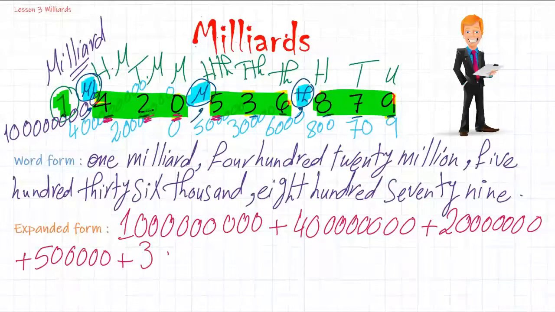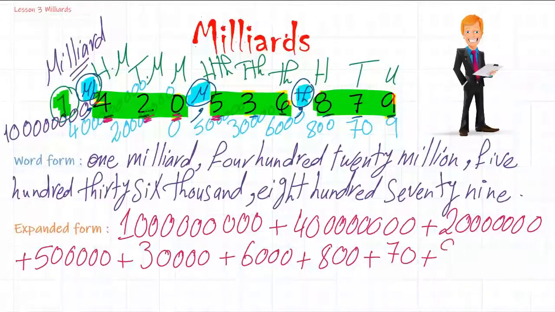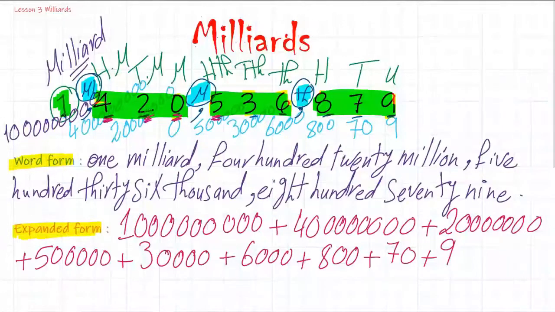And 3, 4 zeros, and 6, 3 zeros, and 8 here with 2 zeros because it's 100. 7 in tens place takes 1 zero, and 9 put it as the same because it's in units place. So that's how to write and read milliards in 3 different forms: word form, expanded form, and our number here in standard form.